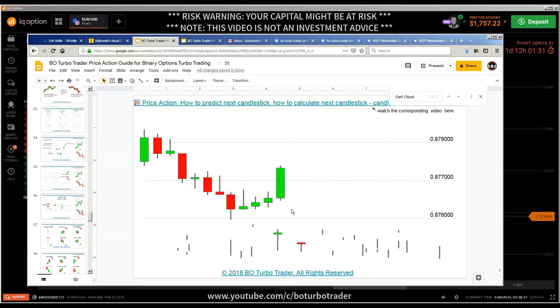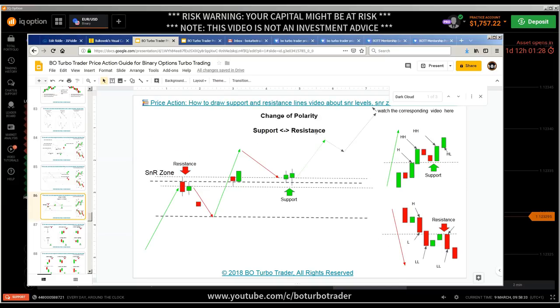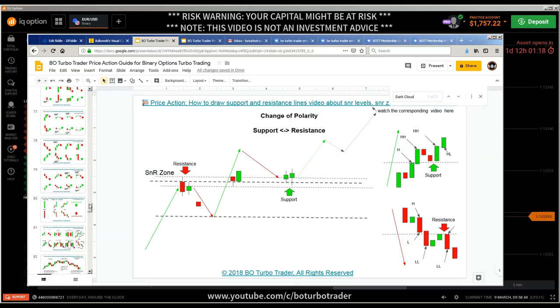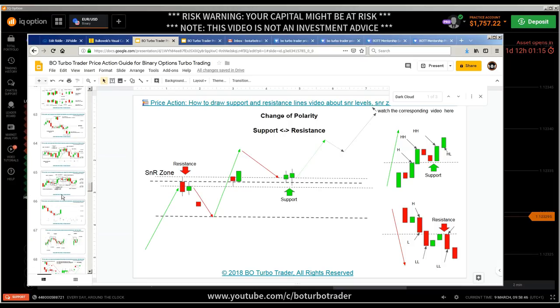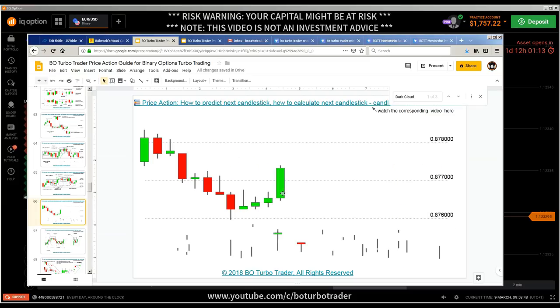Let me show you this here. The change of polarity: support becomes resistance, resistance becomes support. Price breaks through it, goes back to it, and from there goes into a pullback. That is what the change of polarity is about. I didn't trade this, but I would have done this here, and that's the reason why the next candle was then this.